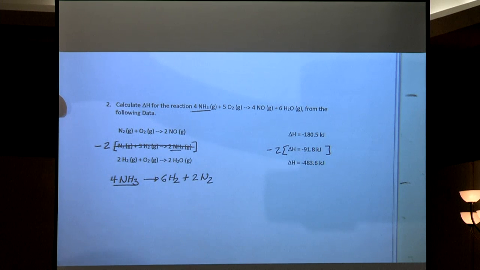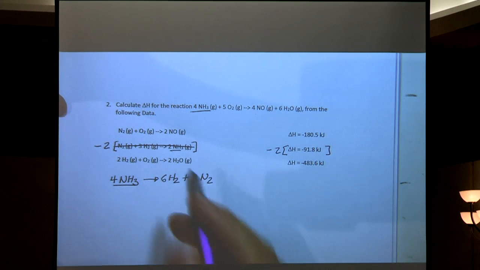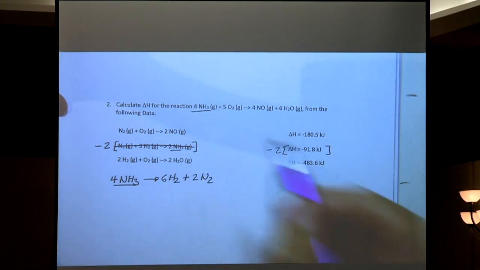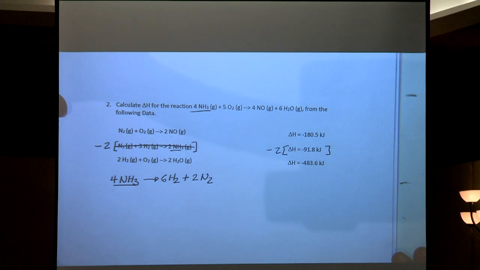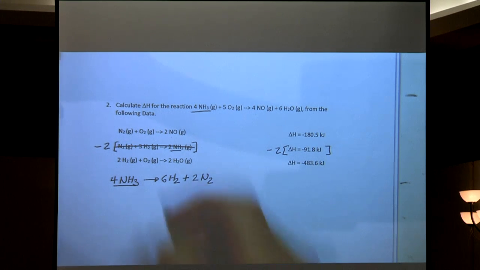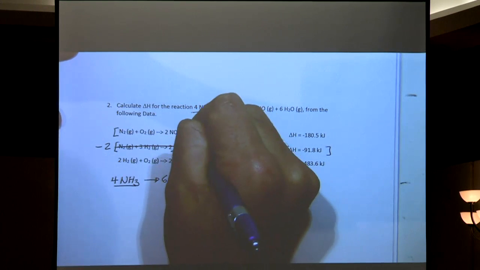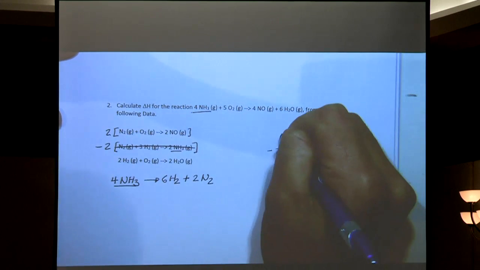All right, so where's NO in these? I just pointed to it. It's right here. Is it in the correct proportion or the wrong proportion? The wrong proportion, right? Is it on the correct side or the wrong side? It's on the correct side, so what do I have to multiply this equation by? Multiply it by 2, so what do I have to multiply this number by?